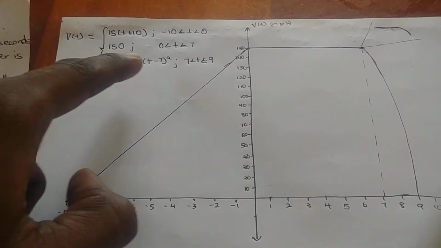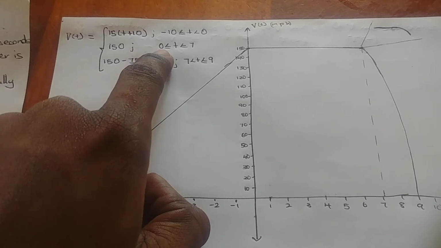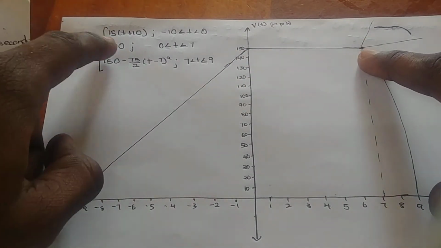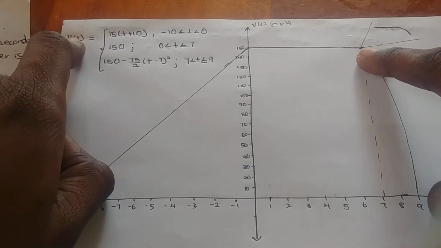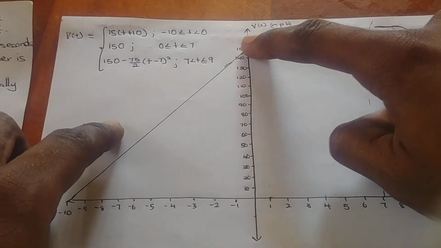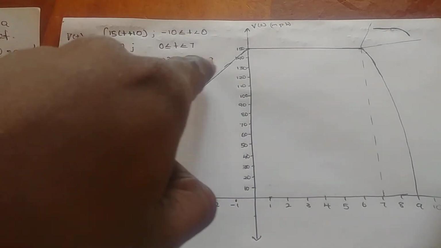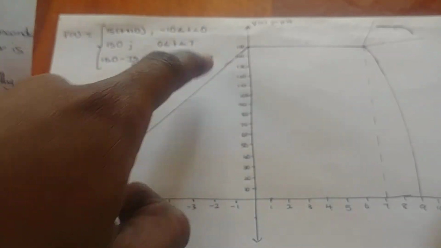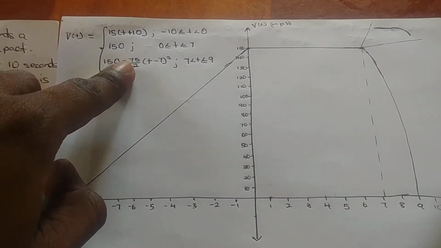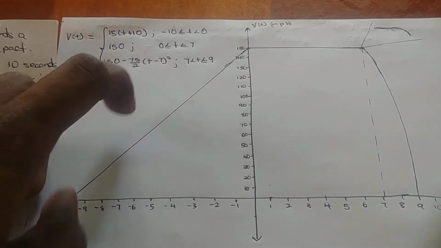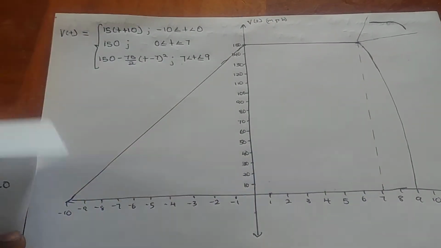Okay, so for the range of t from 0 to 7, that's this portion there, our function is 150, a constant. V of t is equal to 150. And finally, for the range of t between 7 and 9, including the 9, it's 150 minus 75 on 2, in brackets t minus 7 squared. And this is a quadratic function.